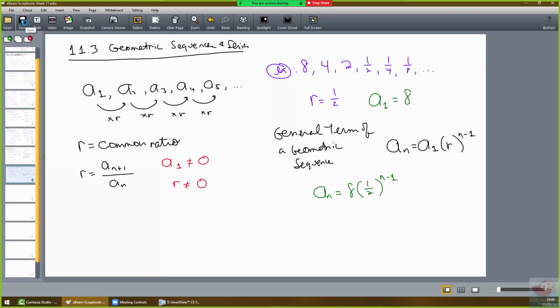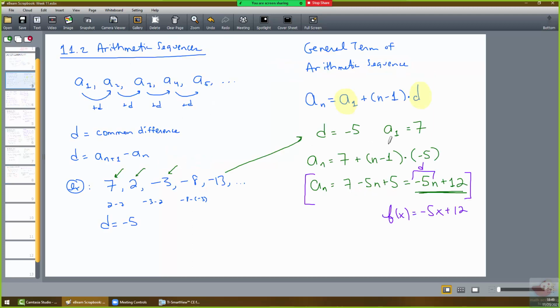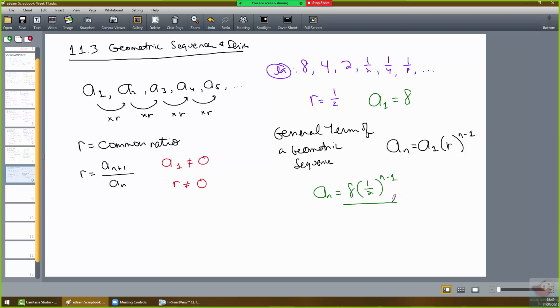Two comments. Comment number 1. For this one, you technically could rewrite it. You could write 8 as 2 to the third, and then that becomes 2 to the negative third, and then you can make it one term. Don't do that. Leave it alone. It's totally fine. Keep it in the format a sub 1, r to the n minus 1. Secondly, for arithmetic, our general term was linear. For geometric, where's the variable? In the exponent. Our general term is exponential. Very good.